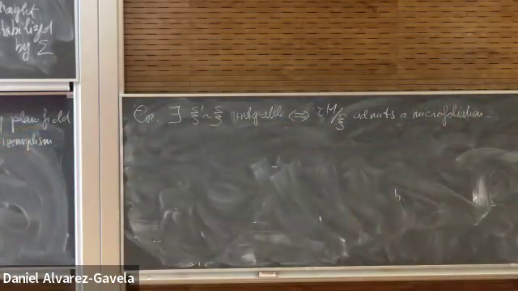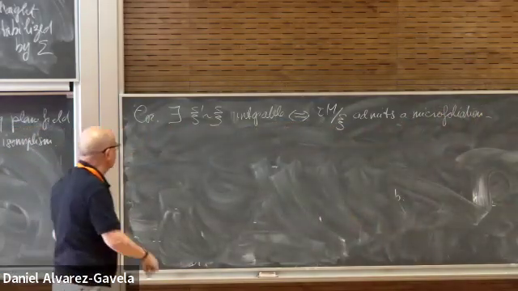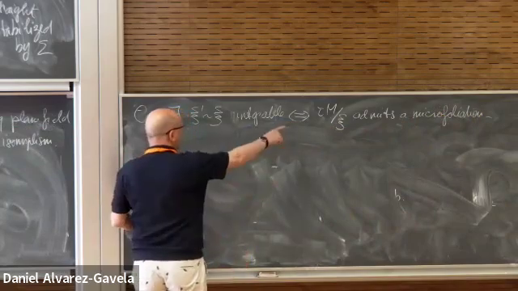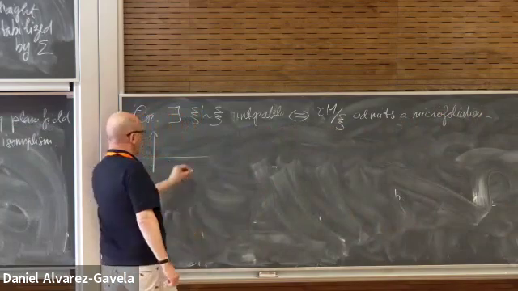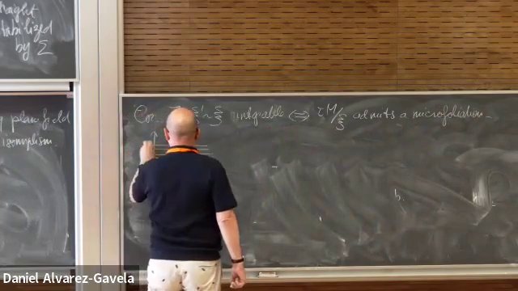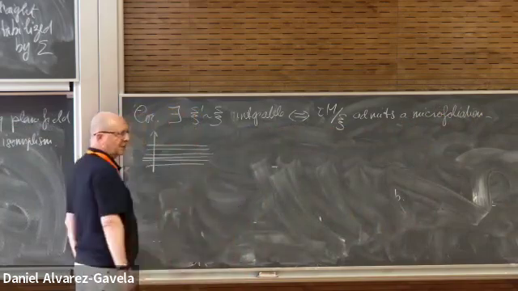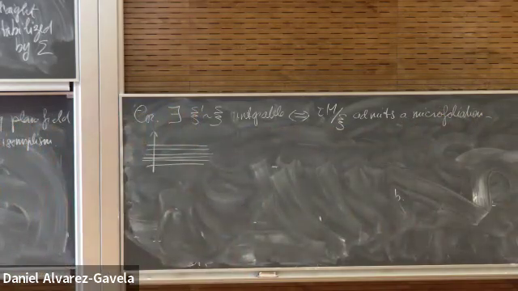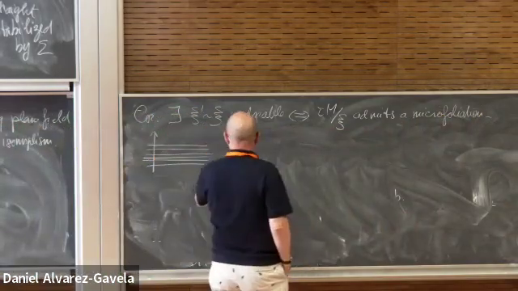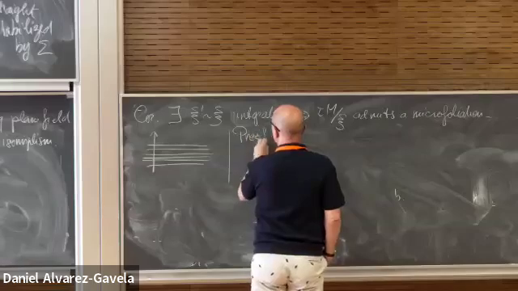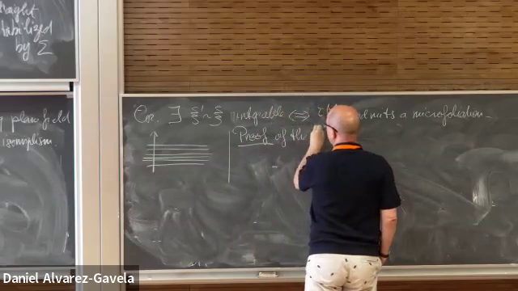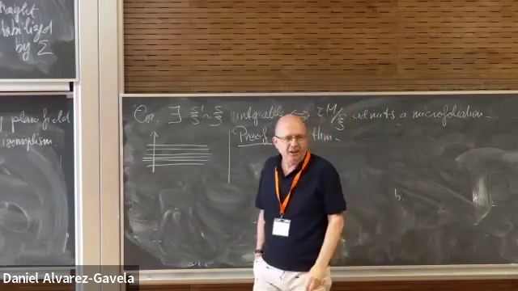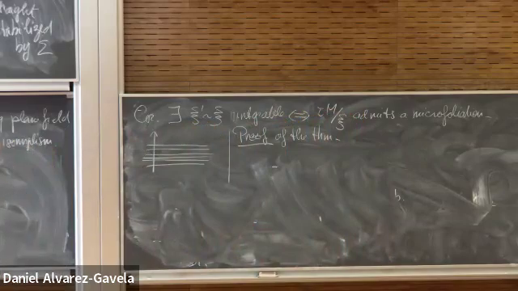And of course, we understand that in the case where the normal bundle is trivial, then you have the stupid microfoliation, which is horizontal. So this is what we do. And let's give the proof of the theorem. Well, practically already done. We have already the ingredients.